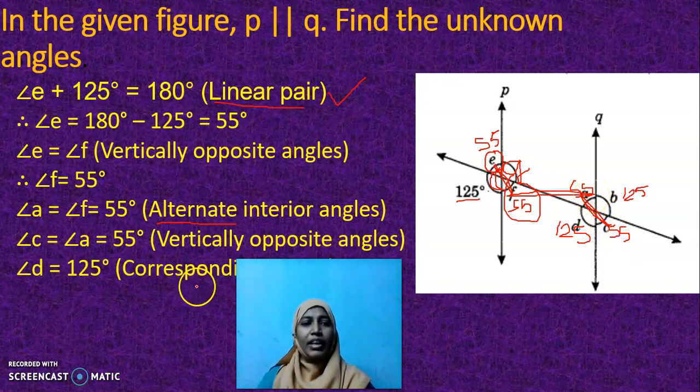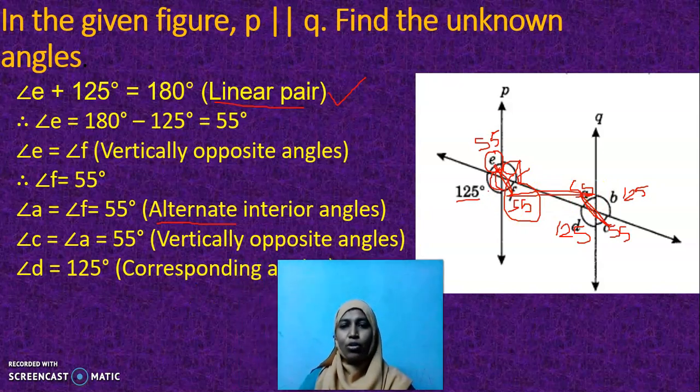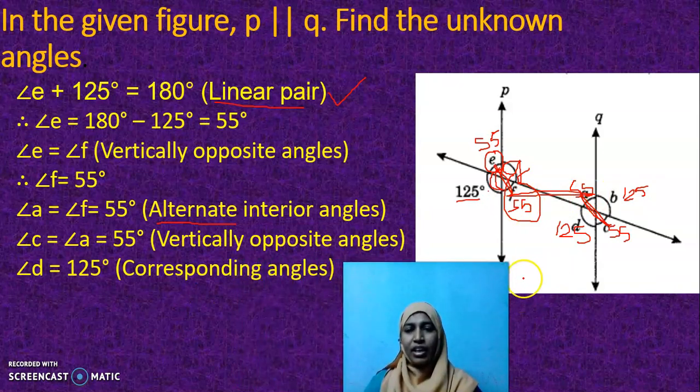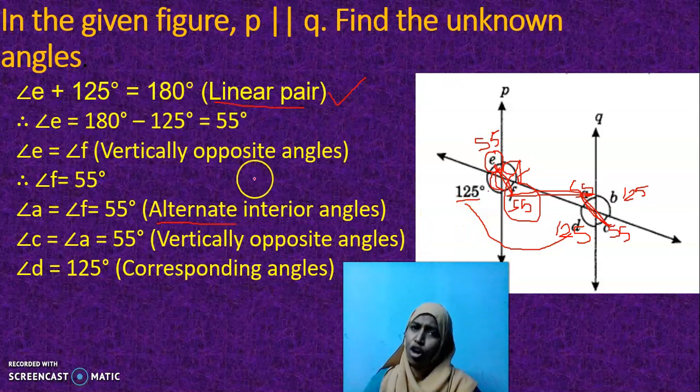Okay. Then angle D is equal to 125. See, they have compared this 125 and this. Here what is the reason? Alternate angles? No, they are corresponding angles. They have used all the properties so that you should get an idea that we are using all the properties. It's not compulsory that you should use the same method of doing.